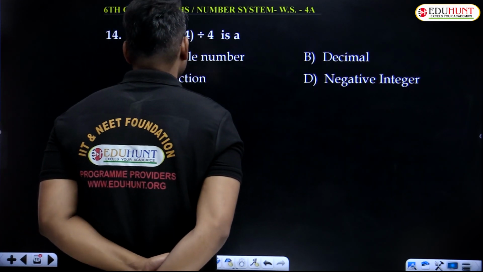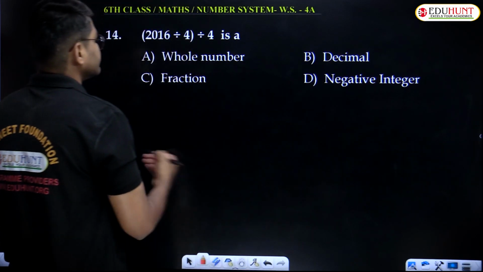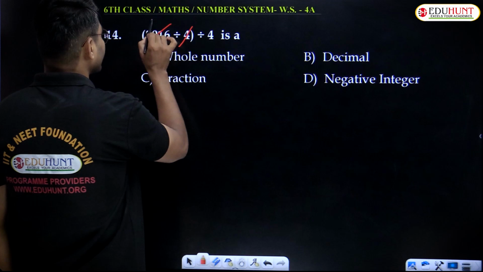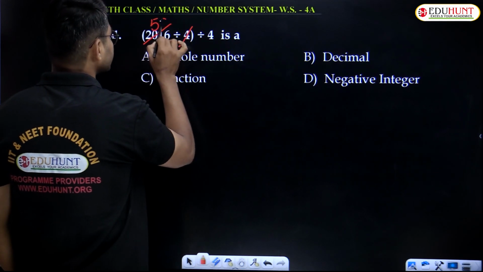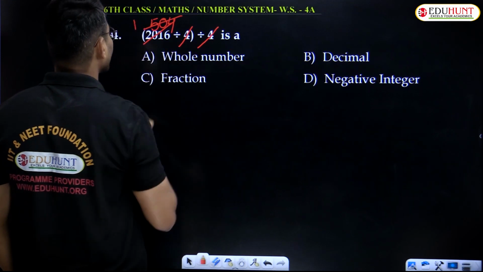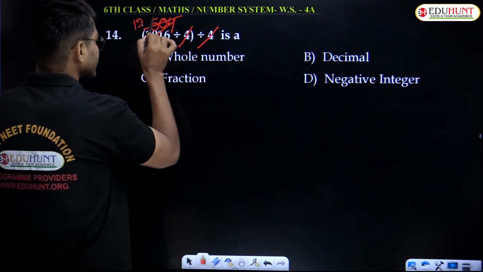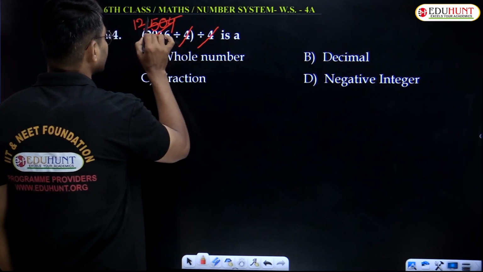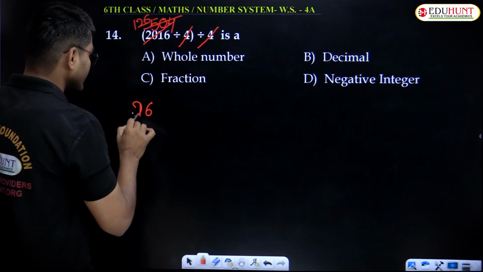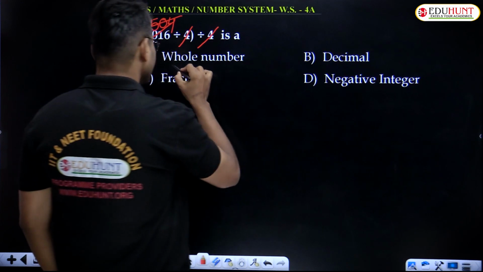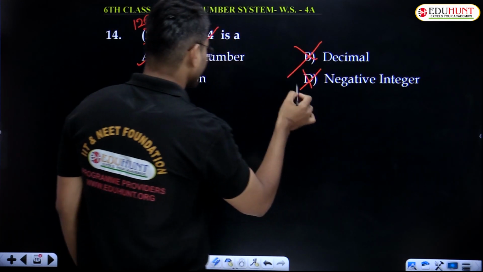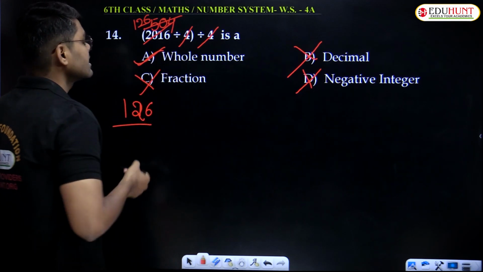2016 divided by 4. 4 ones are 4, 4 fives are 20 and 4 fours are 16. Now 4 ones are 4, 10, 4 twos are 8, 24, 4 sixes are 24. So the value is 504. 504 is a whole number. Decimal, no. Negative integer, no. Fraction, no. Whole number is the correct answer.